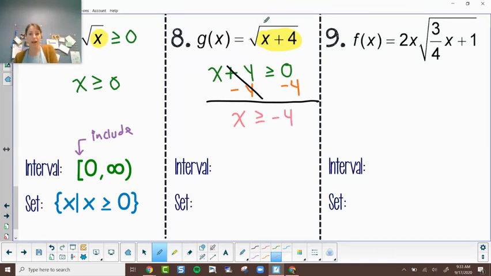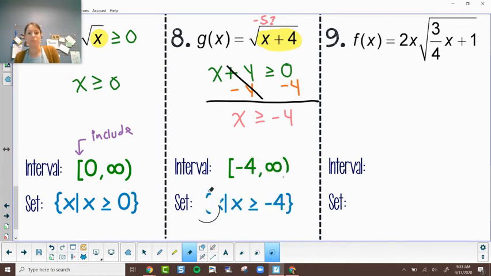And again, you can try that out. Okay, what happens if I plug in something like -5? Ooh, I've done a square root of a negative. I can't do that. So I was testing out my answer to be sure that I've got it. And we're done. Bracket, because you can include it.